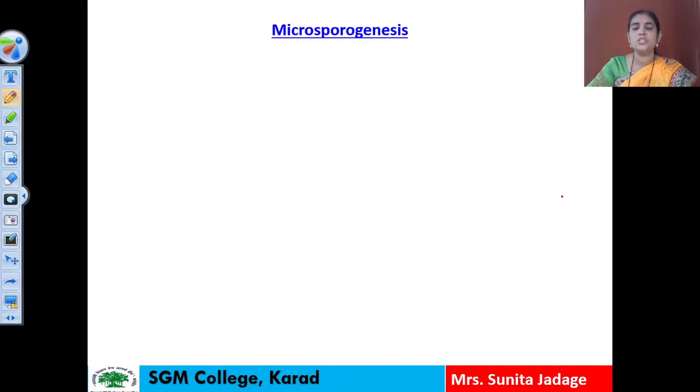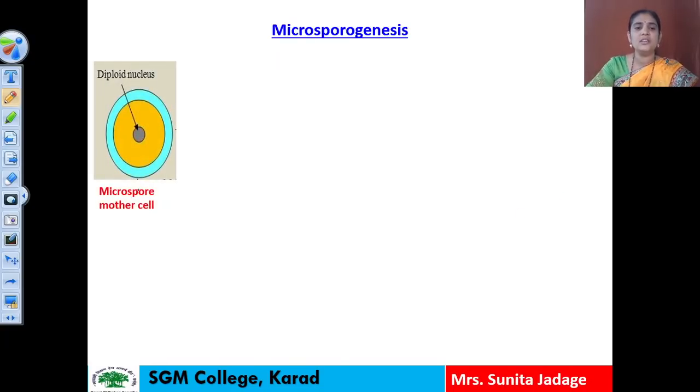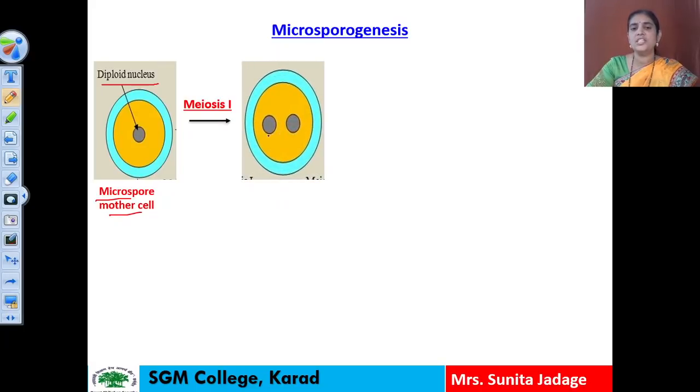So here the process of microsporogenesis starts from the microspore mother cell. You can see here, this is the microspore mother cell showing a diploid nucleus, and it undergoes meiosis. In the meiosis, meiosis first and meiosis second we can see. First of all, this microspore mother cell undergoes meiosis first, and after meiosis first, the formation of two haploid nuclei we can see. This is the first nucleus, this is the second nucleus, and these two nuclei undergo meiosis second, and there is formation of four haploid nuclei.